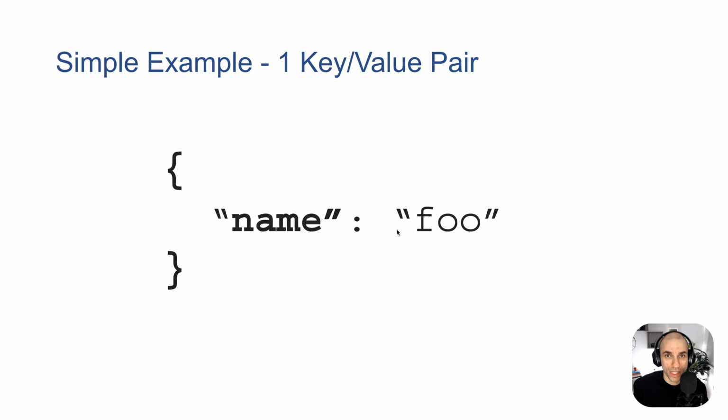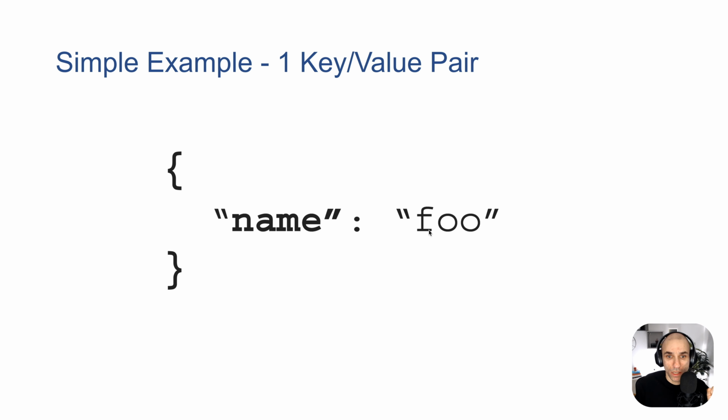So this is your simple example. This is a valid JSON. It only has one key and value pair. And this way, if you want to send this data across the web or you want to receive this data from somewhere, you can do so using this format. Very good. So this is a JSON with a single key and value pair. The key is name and the value is foo.